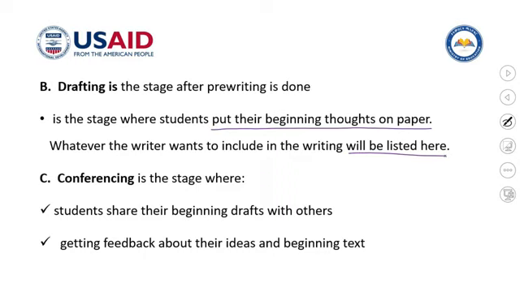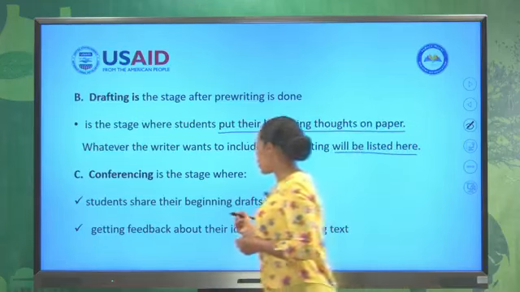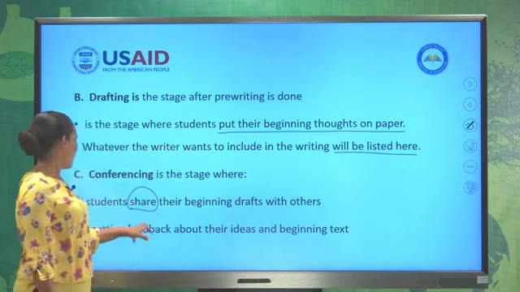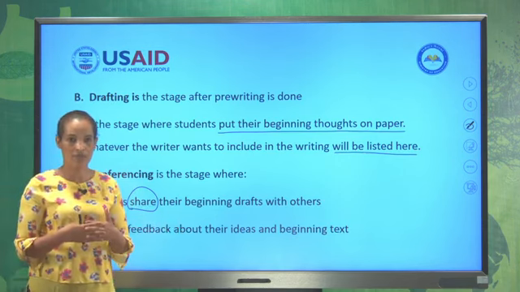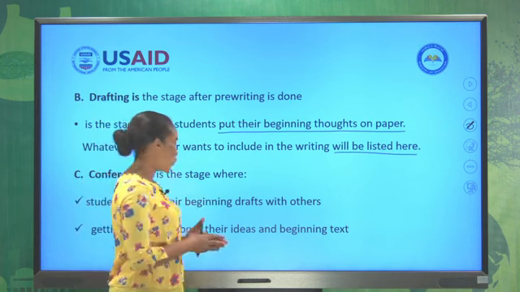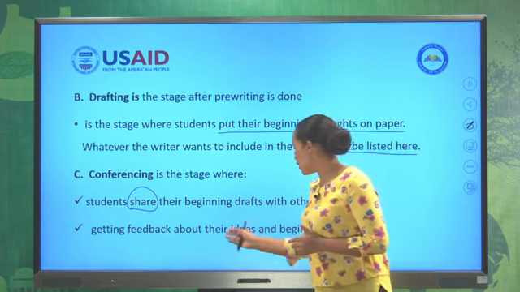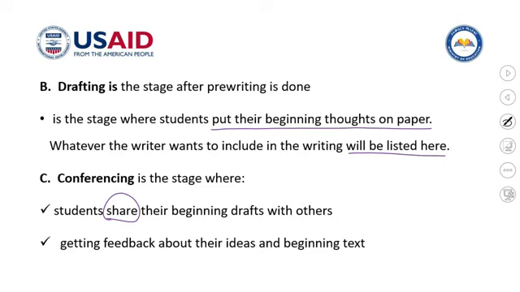The third stage is conferencing. Conferencing is a stage where students share their beginning draft with others. So, in this stage, students get feedback about their ideas and beginning text. From whom? From another student who is working with them. That is what we call conferencing.